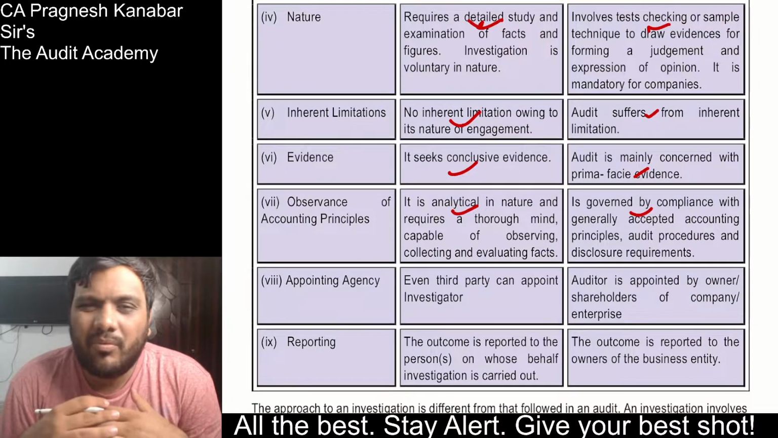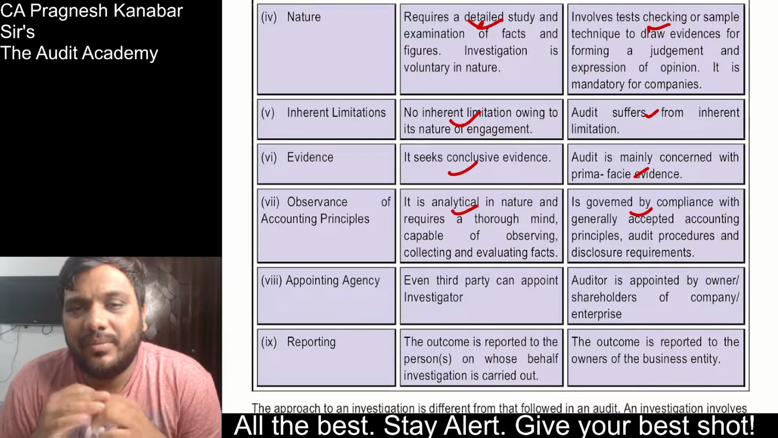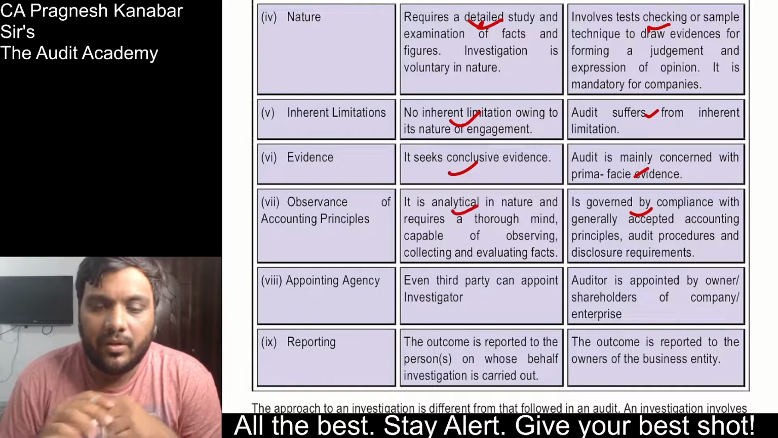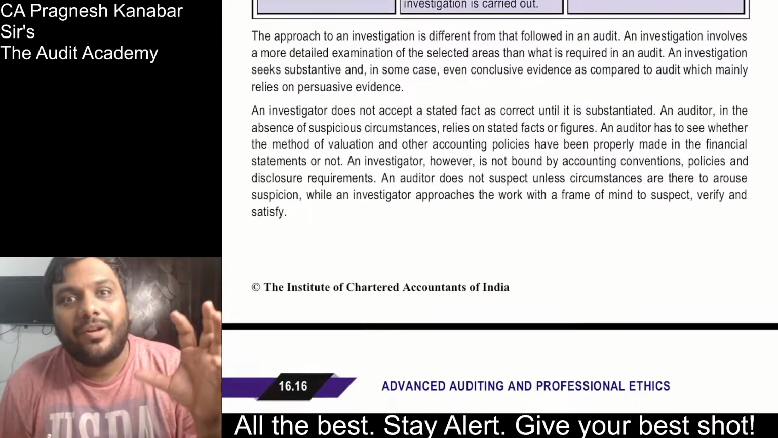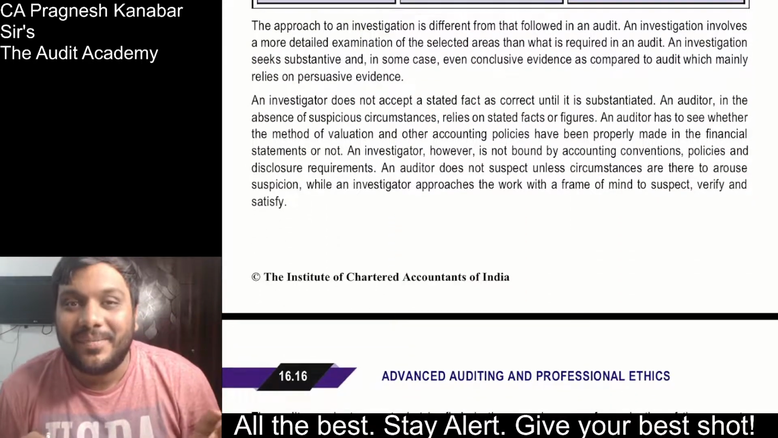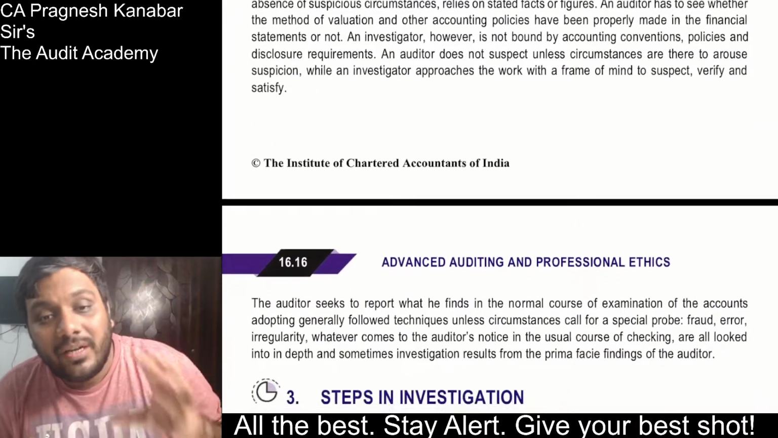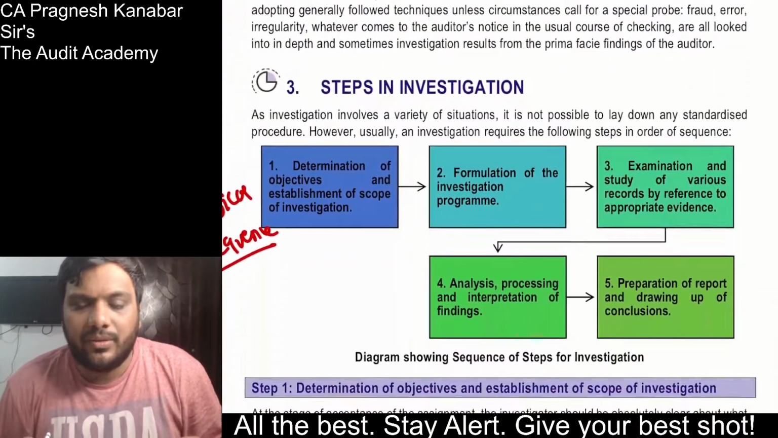So you will not have a problem at all. But for audit versus investigation, please ensure that you are reading this properly. This is not a case study based question, correct, it is a theory question. So I'm worried about such kinds of points and I will quickly take you through them.